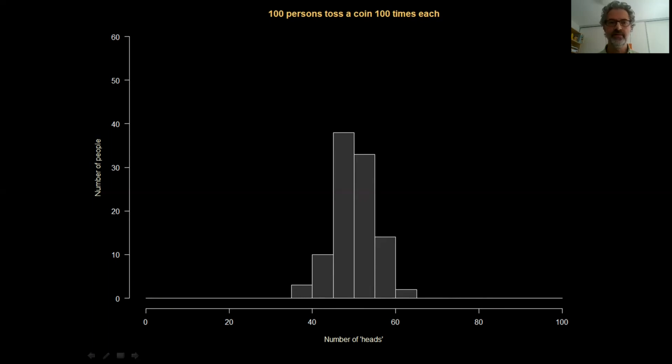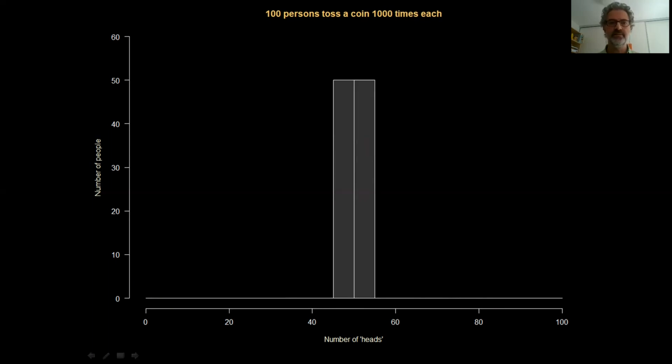What if everyone tossed a coin 1,000 times? Okay, now everyone is very close to 50-50. So if you toss very many times, then you can expect the ratio of heads to tails events to be close, very close to the mathematically expected 50-50, which is how likely the coin is to get tails or heads.